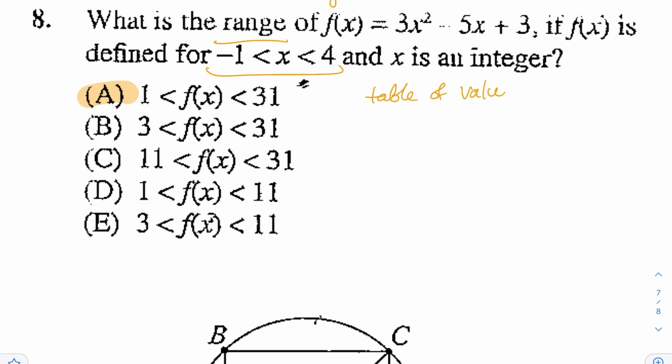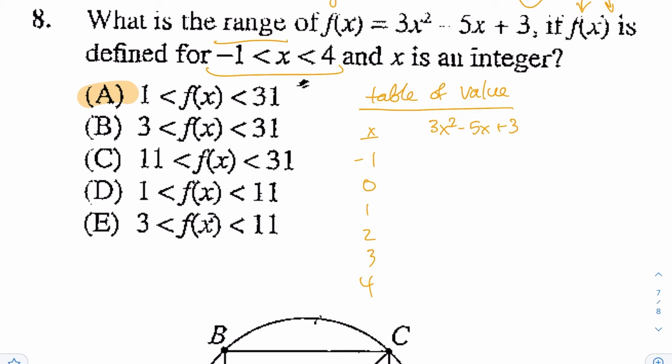Unlike a linear equation that's always increasing or always decreasing, when you have a quadratic, it can either decrease and then increase, or it can increase and then decrease. So a table of values can actually help out a lot. So x can be -1, 0, 1, 2, 3, 4. And you want to find 3x squared minus 5x plus 3.